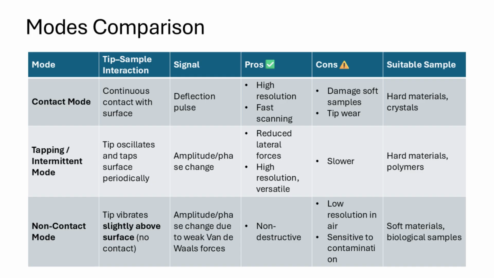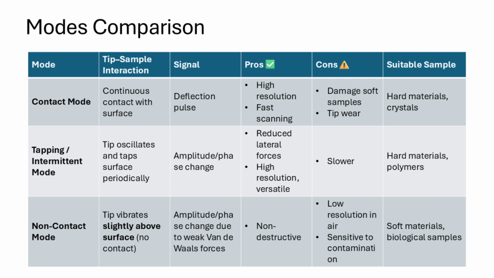For tapping mode, the tip will oscillate and tap the surface periodically. Its detecting signal is the amplitude and phase change, and its pros are reduced lateral force and high resolution. Its cons are that it is slower. Its suitable sample is hard materials, for example polymers.